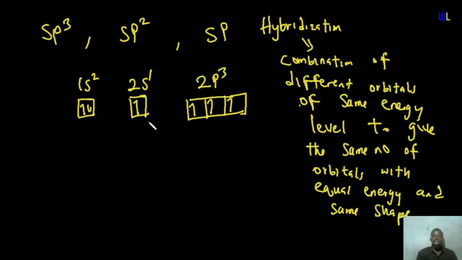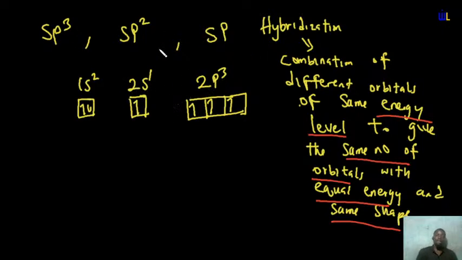Now, the point about hybridization, number one, is that you will notice something. The emphasis here is that you must deal with the same energy level. Once you are dealing with the same energy level, it will give the same number of orbitals, and they will have equal energy and the same shape. These are the points of emphasis, which means I cannot hybridize 1s and 2s. Why? Because 1 is a different energy level, and 2 is a different energy level. So the only ones that can hybridize are s and p. In this case, that is 2s and 2p, because the two of them are in the same energy level.